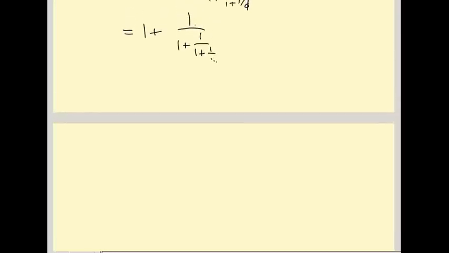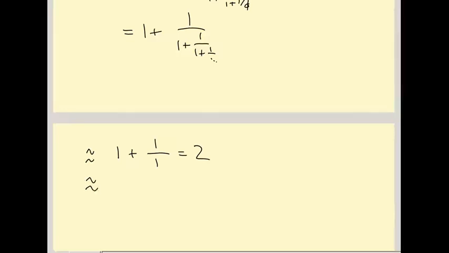So here's our formula. Let's just truncate this after two steps: 1 plus 1 over 1, and just ignore everything else. What's that? That's 1 plus 1, that's 2. So this shouldn't be an equals here, sorry. This should be an approximately equals.